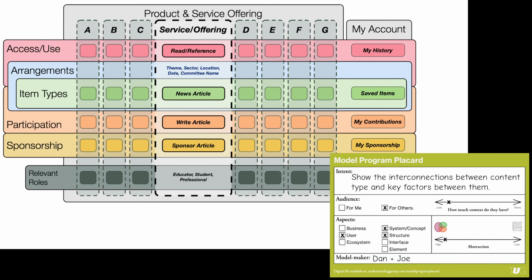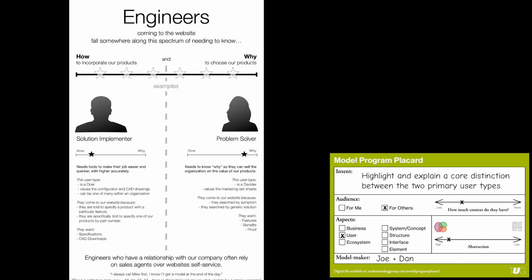All the way on the right, there's a column called My Account, where the different bands connect to provide snapshots into the activity and participation of a particular user. Lastly, along the bottom is a roles matrix that shows which kinds of key roles would want to use each of the vertical offerings. The last model program that we'll look at is for a simple user model.